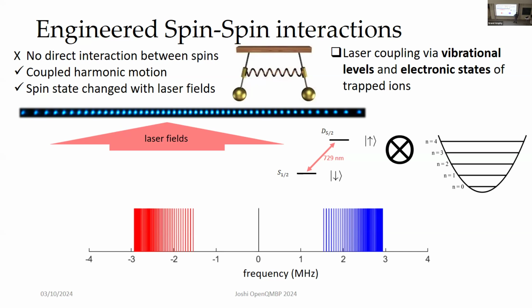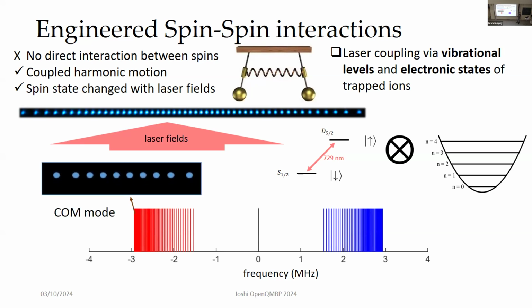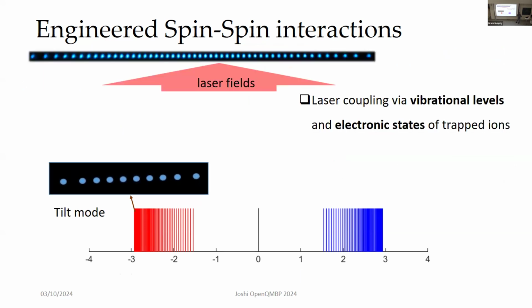And these red and blue sidebands are the characteristic peaks of the motion. And why there are so many? They are not different vibrational states, but different normal modes, which I was talking about: the center of mass mode, for example, where all the ions move up and down like this, or the tilt mode where the ion string moves up and down in a tilted manner.